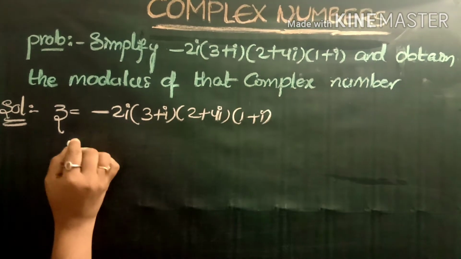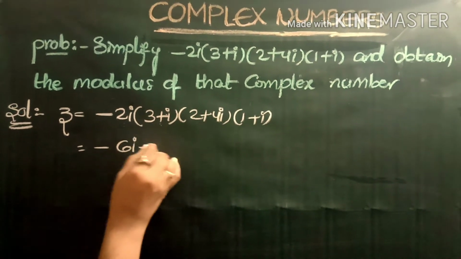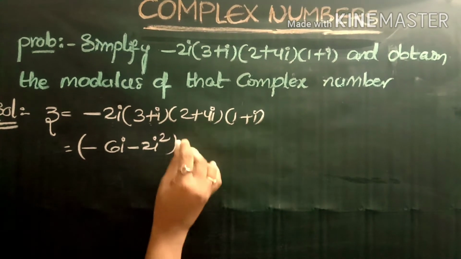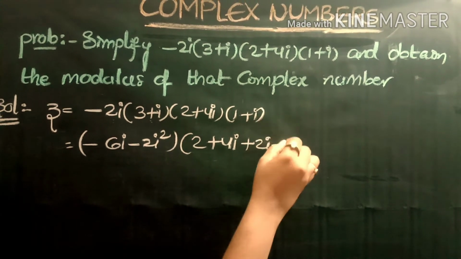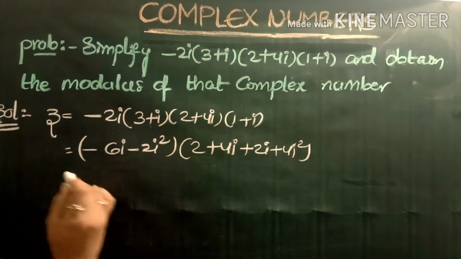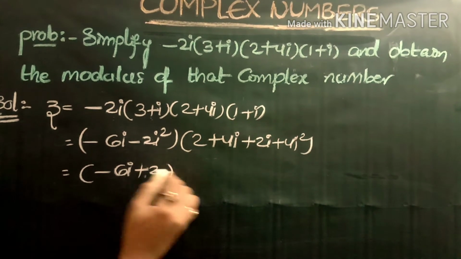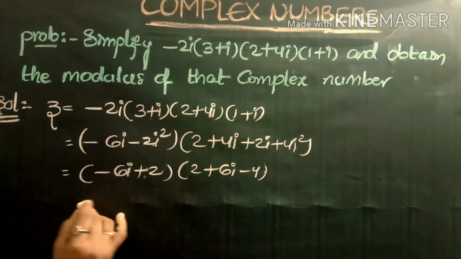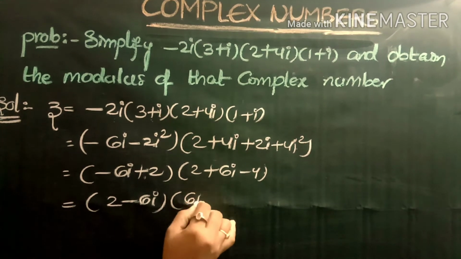Now taking the product, first we multiply the first two complex numbers, that is minus 6i minus 2i square, into, next taking the product of the remaining two complex numbers, that is 2 plus 4i plus 2i plus 4i square. And this is equal to minus 6i plus 2, since i square is equal to minus 1, into 2 plus 6i minus 4, since i square is equal to minus 1. And this is 2 minus 6i into 6i minus 2.